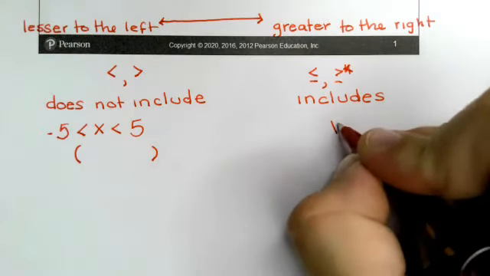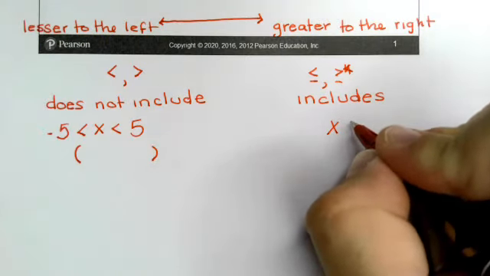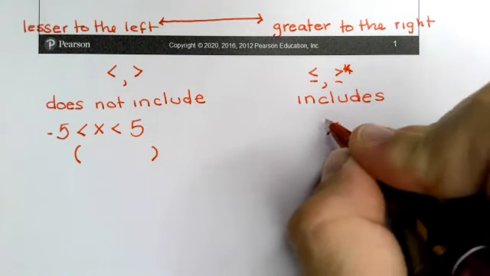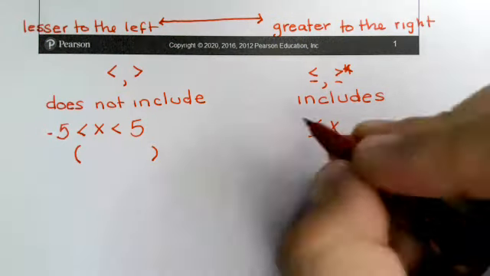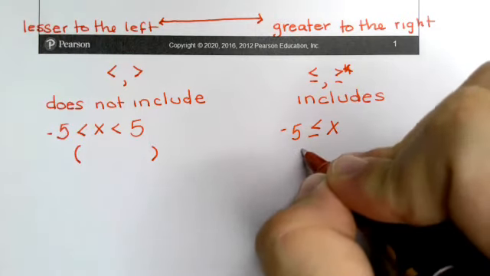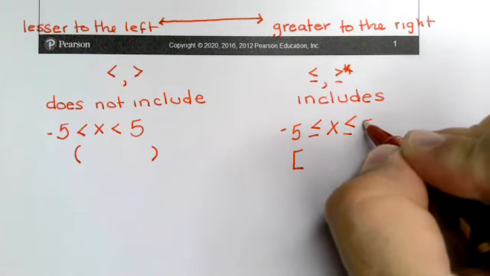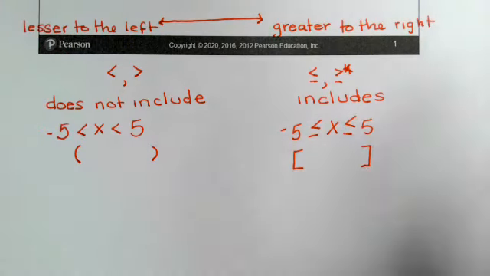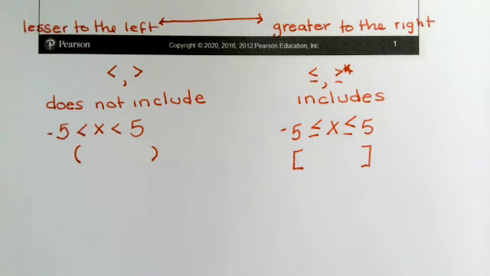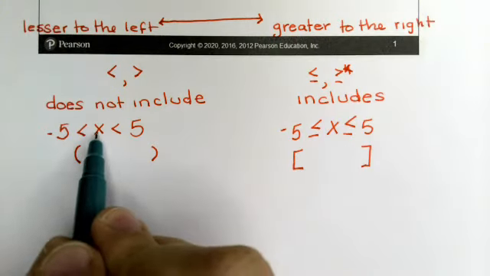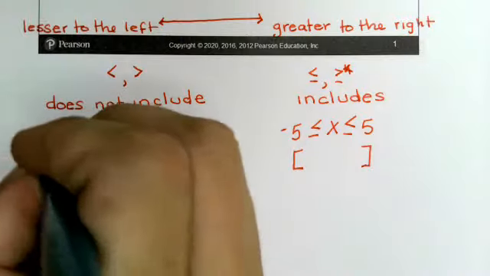Okay, so x is greater than or equal to -5. So it does include -5. x is less than or equal to 5. So it does include 5 when we're graphing it. Okay. So this also follows interval notation. So if I'm graphing this, x is greater than -5, x is smaller than 5.